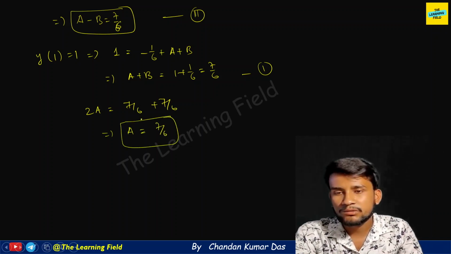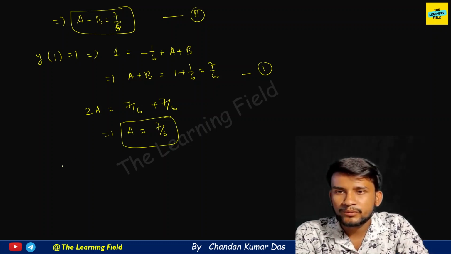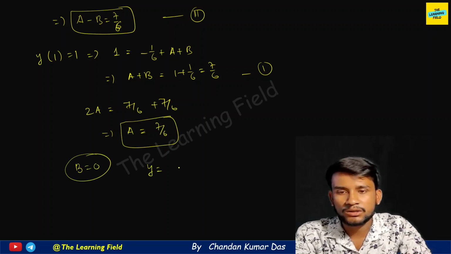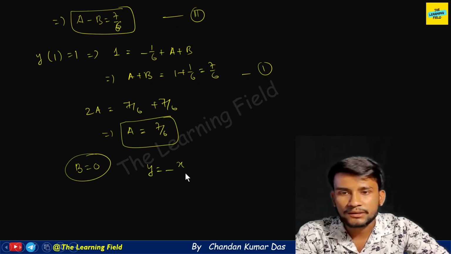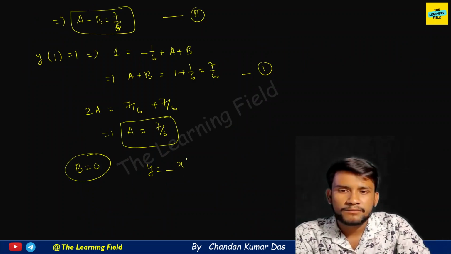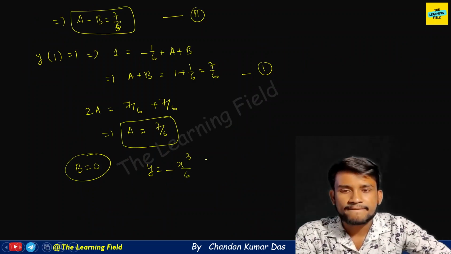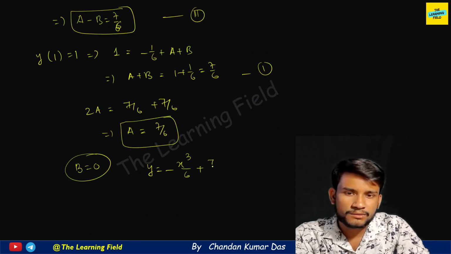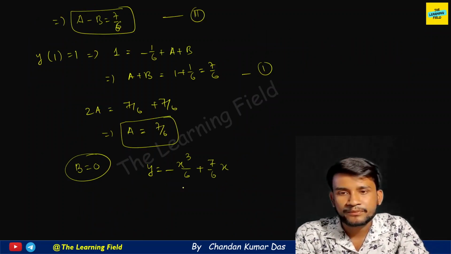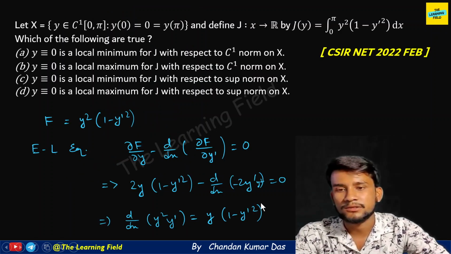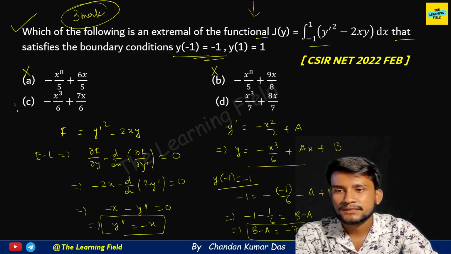Okay, so a equals 7 by 6, and if we put it in either of these two equations, then we must get b equal to 0. Therefore the extremal is minus x cube by 6, plus 7 by 6 into x, and the b value is 0. So this is the required extremal. Which option is it? Option C is the correct option.